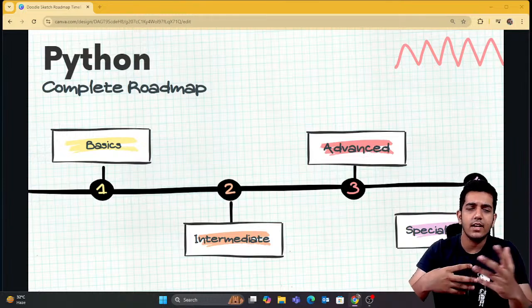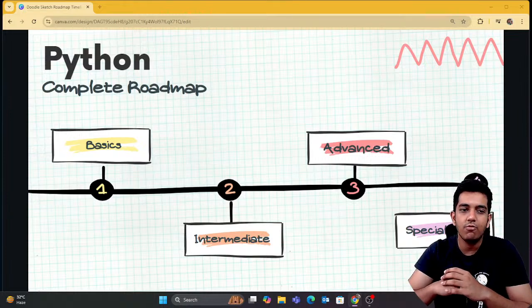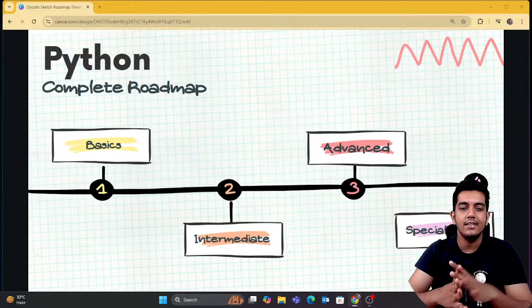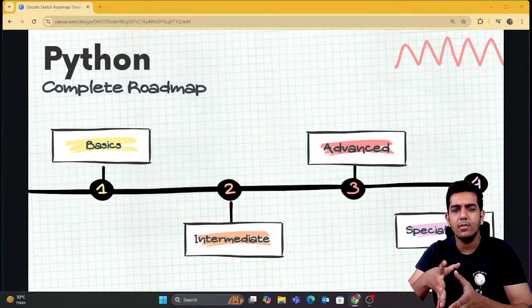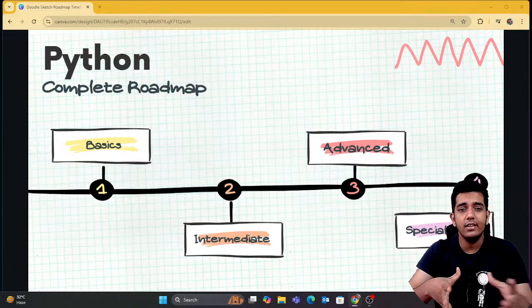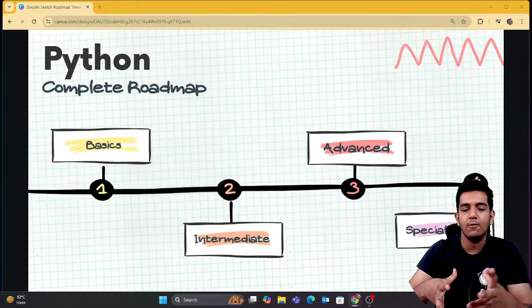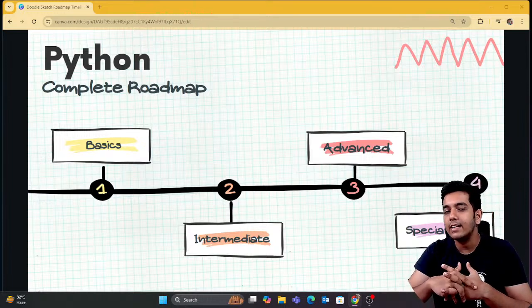Then the data scientists also use Python for exploratory data analysis, that is EDA, which you would see in the machine learning part. Then we can also use it for cleaning data sets and creating interactive plots. What do I mean by cleaning data sets?